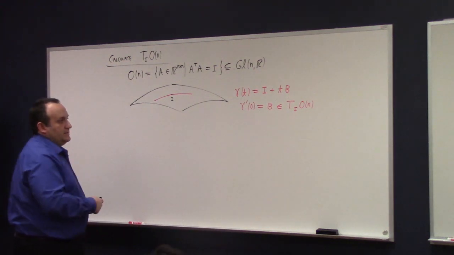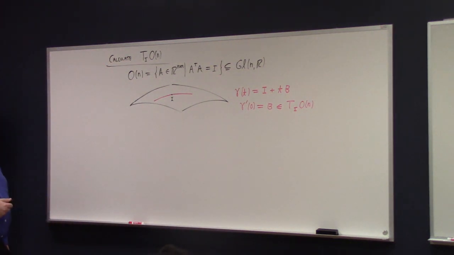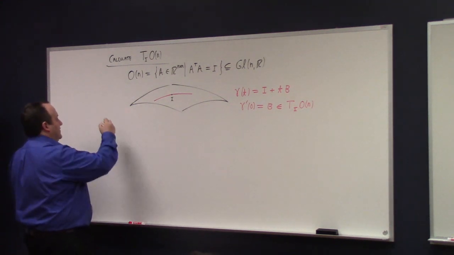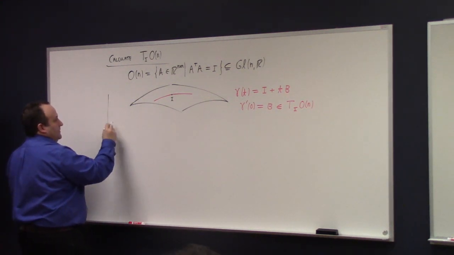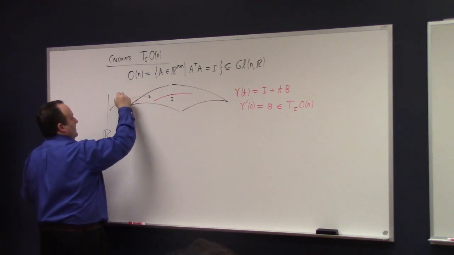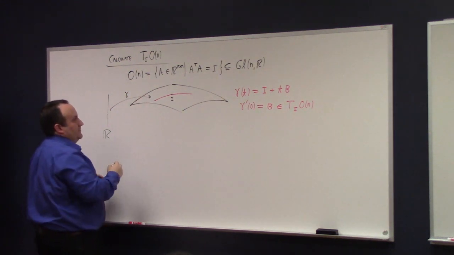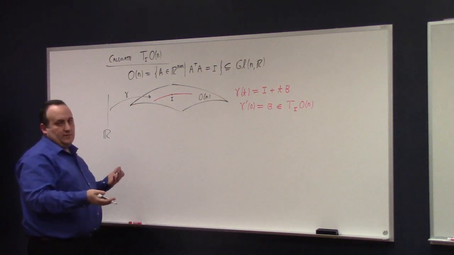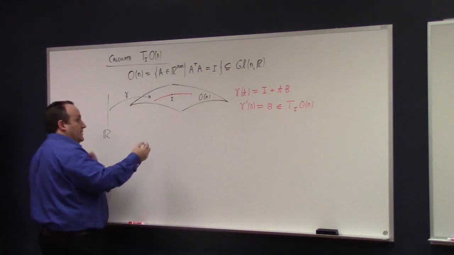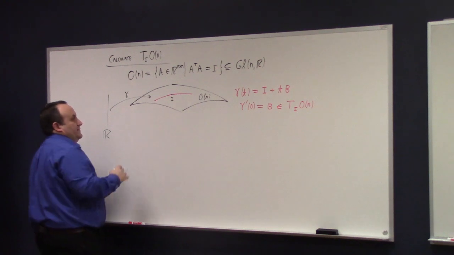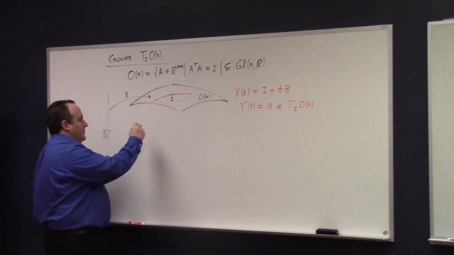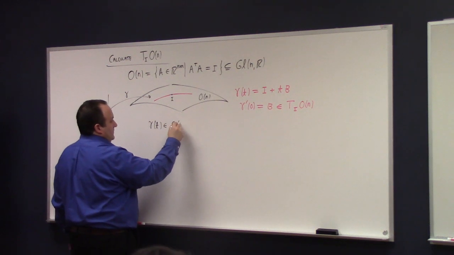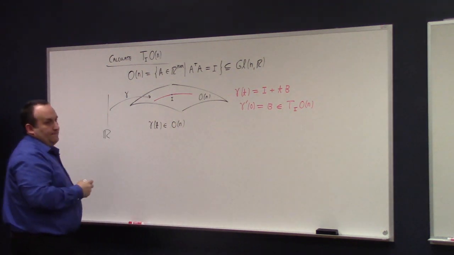Gamma prime of 0. So gamma is a mapping from the reals into O(n) over here. Okay, so here's the deal. First of all, gamma of t is where? Gamma of t is an element of O(n), all right?